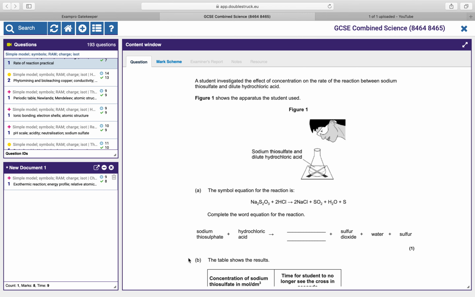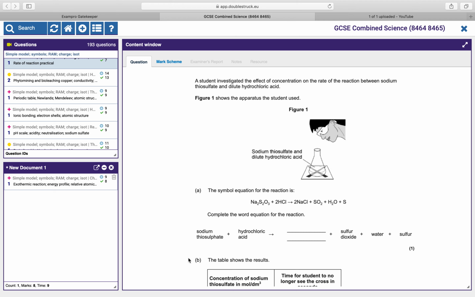Okay, so here's a question on the reaction between sodium thiosulfate and hydrochloric acid. This is a required practical, so you should have done it. Sometimes they might ask you the method, maybe, I don't know. But in this case they're not.